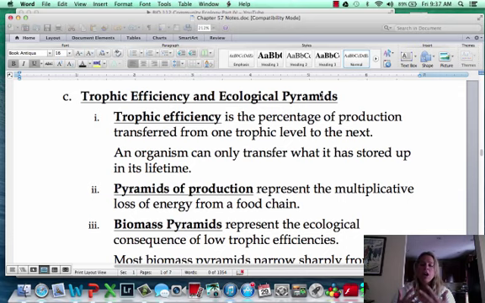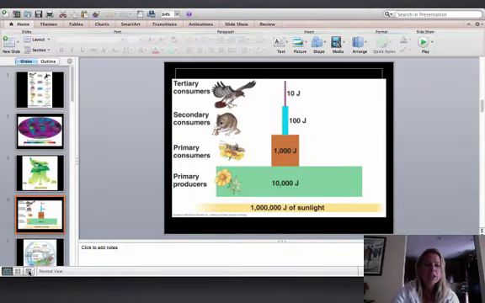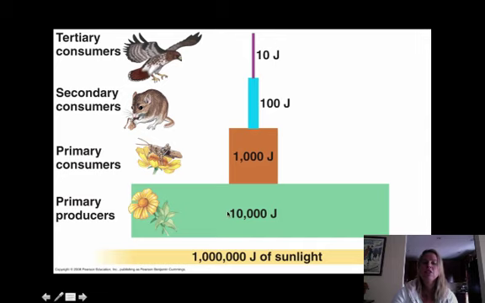So there are a couple of ways that you can display this kind of thing. You can have pyramids of production, and that basically is going to show you how much energy gets lost from one level to the next. I actually have a pretty good picture of that here. You can see this is showing how many joules of energy are in the primary producers level, and then going up to the primary consumers level, and so on. But look at how that multiplicative loss works, right? That helps you to see why a food chain usually isn't more than 4 or 5 links long, because you run out of energy at the top.